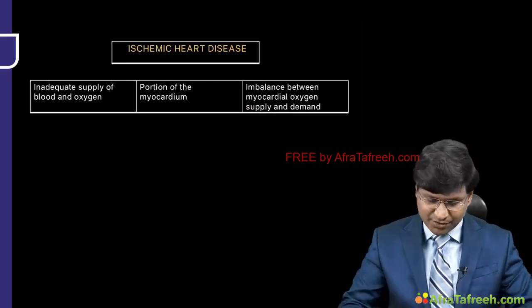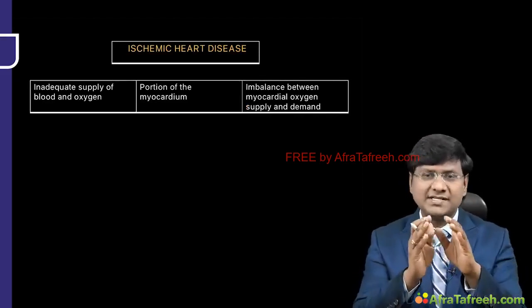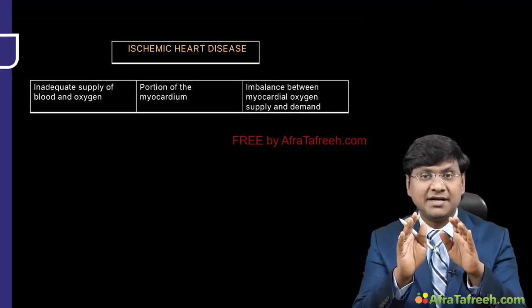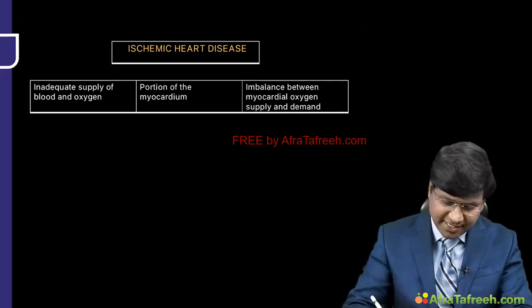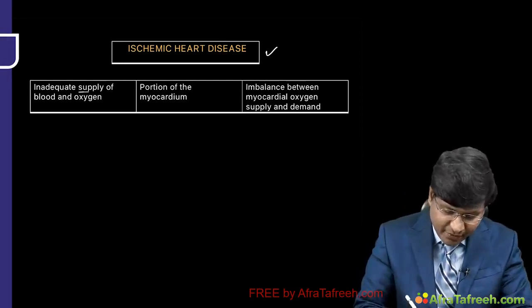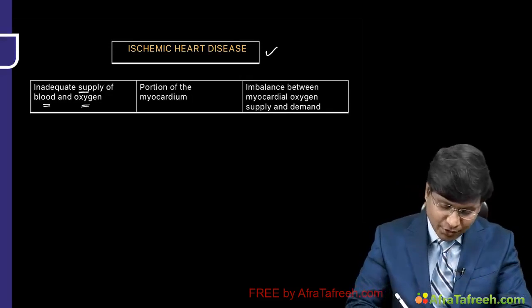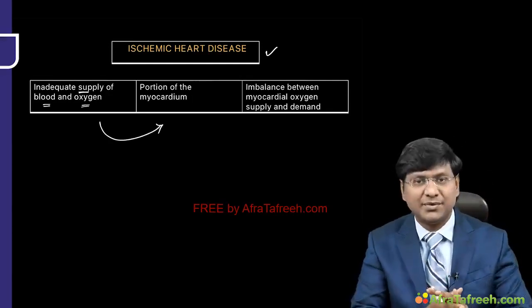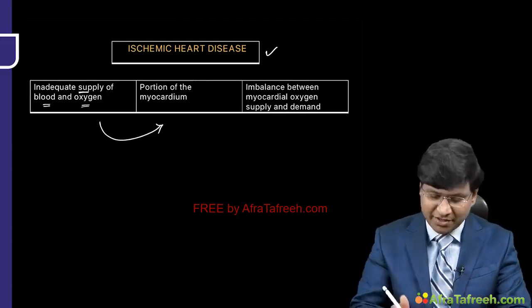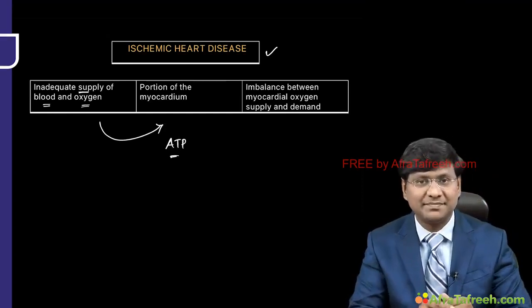Okay, right. So if you see ischemic heart diseases, why does it occur? It occurs mainly due to supply and demand mismatch. Ischemic heart disease is the condition where there is inadequate supply of blood and oxygen to a portion of the myocardium. And when the blood and oxygen are not supplied to the myocardium, the synthesis of ATP does not occur within the myocardium, right?